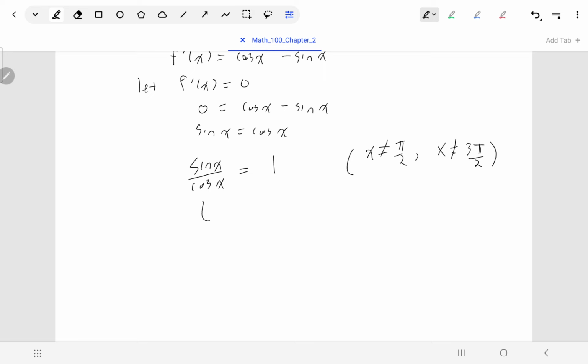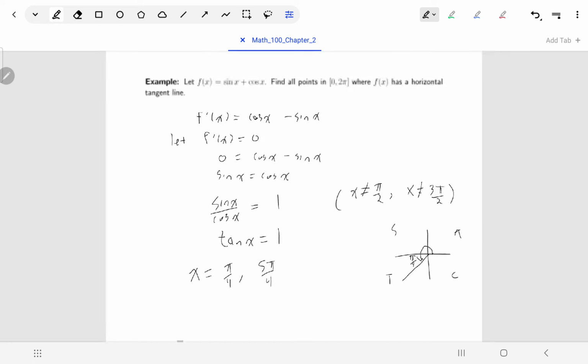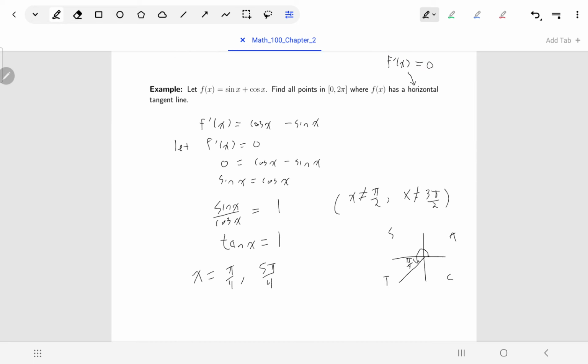So now what do I have? Well, I've got tangent of x equals 1, and I know that there's two places where tangent is equal to 1. One of them is pi over 4. That's the angle that's in quadrant 1, where tangent is 1. And I also know that tangent is going to be positive 1 over in quadrant 3, where the reference angle is pi over 4. That will also be a solution, or in other words, 5 pi over 4. So I've got two different x values.